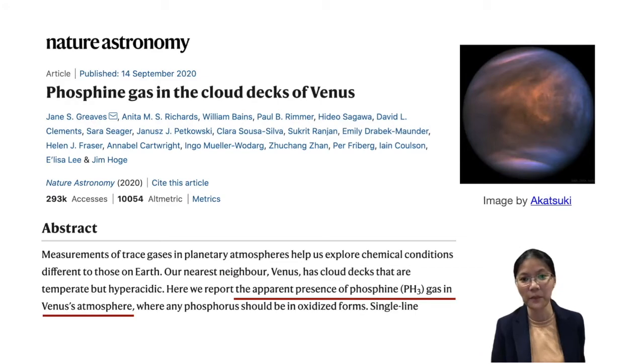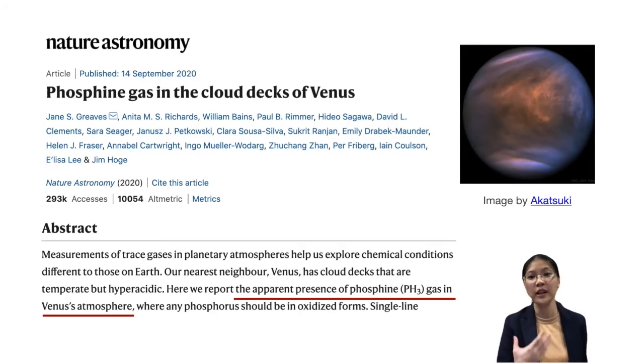And they report the apparent presence of phosphine, or PH3 gas, in Venus's atmosphere, where any phosphorus should be in oxidized forms. That is, from all the known chemistry and chemical reactions that we expect, we are not expecting phosphorus to appear in a phosphine compound.